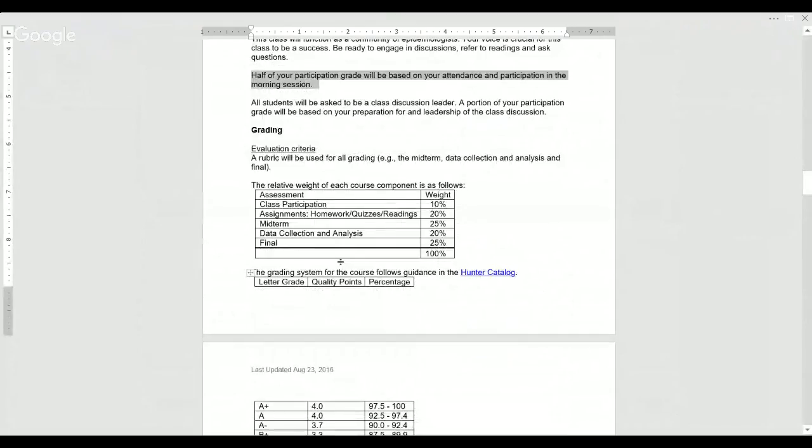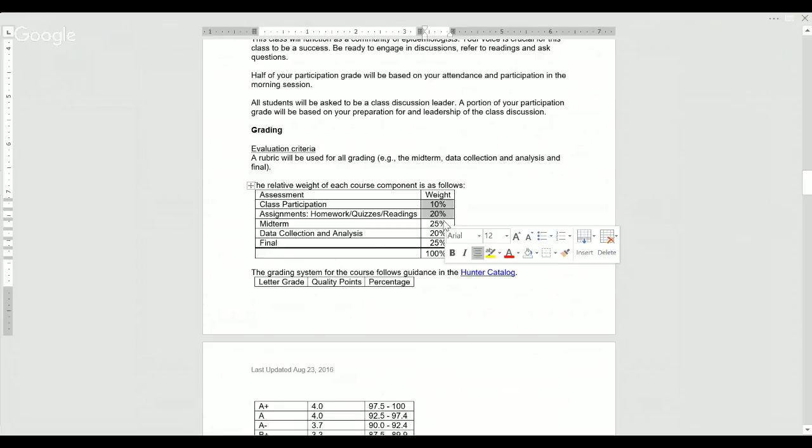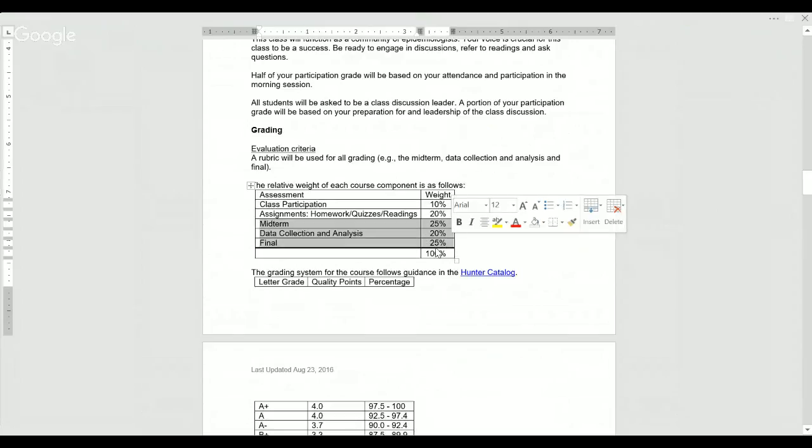In terms of evaluation, class participation is going to be worth 10% of your grade. Assignments, so this is the homeworks, quizzes, readings, will be worth 20% of your grade, and this is where the individual parts of your grade come in. So 30% of your grade is based on what you do as an individual in this course. The rest of your grade, however, the midterm, the data collection analysis, and the final, that 70% of your grade is going to be based on your group projects. So just keep that in mind as you're going.